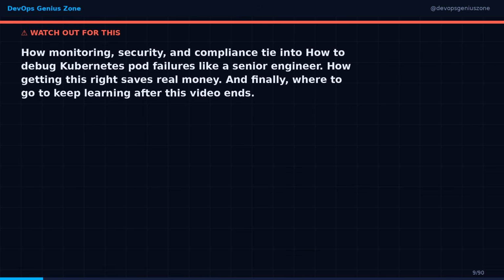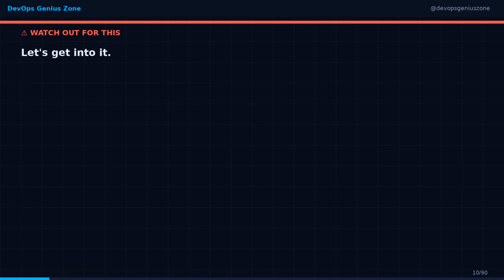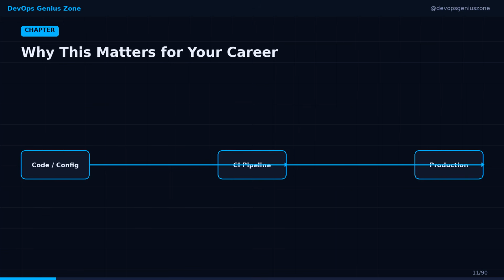Let's get into it. First, let us talk about why how to debug Kubernetes pod failures like a senior engineer matters so much right now. The US job market for DevOps engineers is stronger than ever, and companies are specifically looking for engineers who understand these tools deeply, not just on the surface. In 2025, DevOps roles in the US command salaries between $130,000 and $190,000, and that number is only going up.